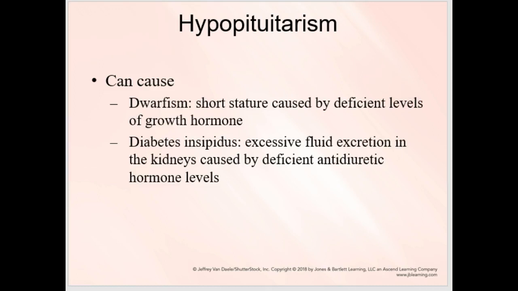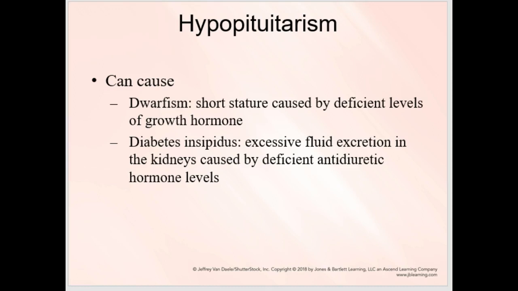So this can lead, for two examples, to dwarfism, which would be a short stature in patients, and this would be because of a deficient level of growth hormone. Growth hormone allows bones and muscles to grow to their proper length and width. So this could lead to a short stature, obviously, if we don't have enough of this released.